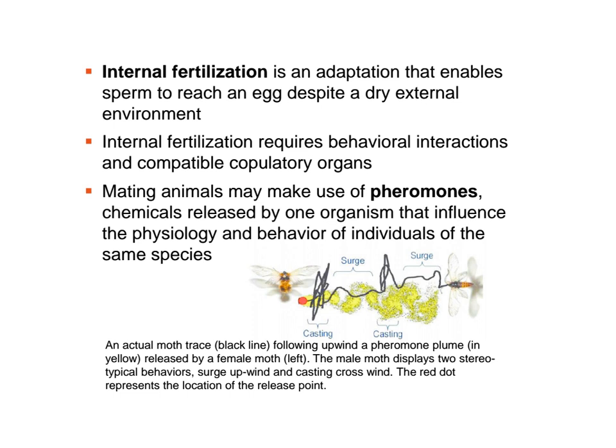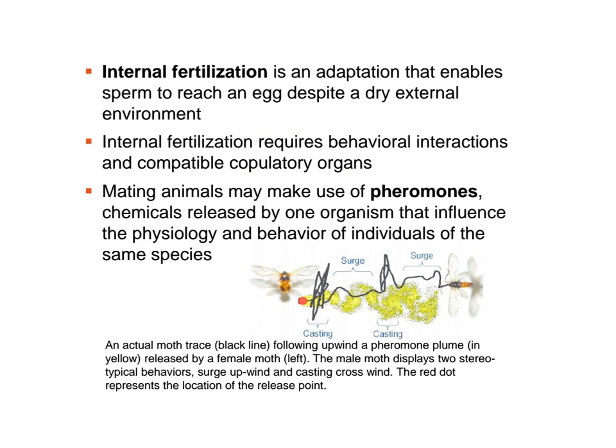So we've seen that external fertilization is relatively common in animals that live in an aqueous environment, be it the ocean or a lake or a river. External fertilization is not as well adapted for life on land. So you'll find that 99% of the time, animals adapted to living on land have developed a fertilization scheme called internal fertilization. This allows the sperm to reach the egg despite a dry external environment. Internal fertilization requires behavioral interactions and compatible copulatory organs. We'll talk a little bit more about that in a second.